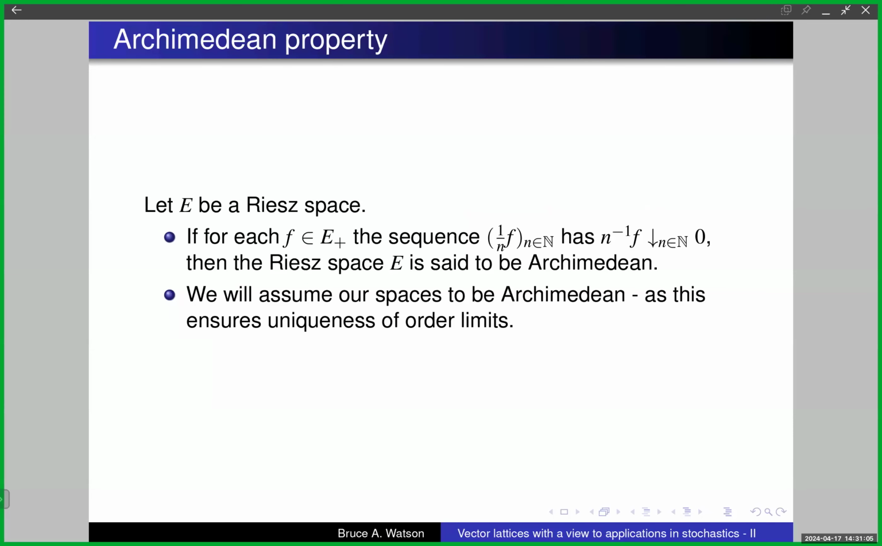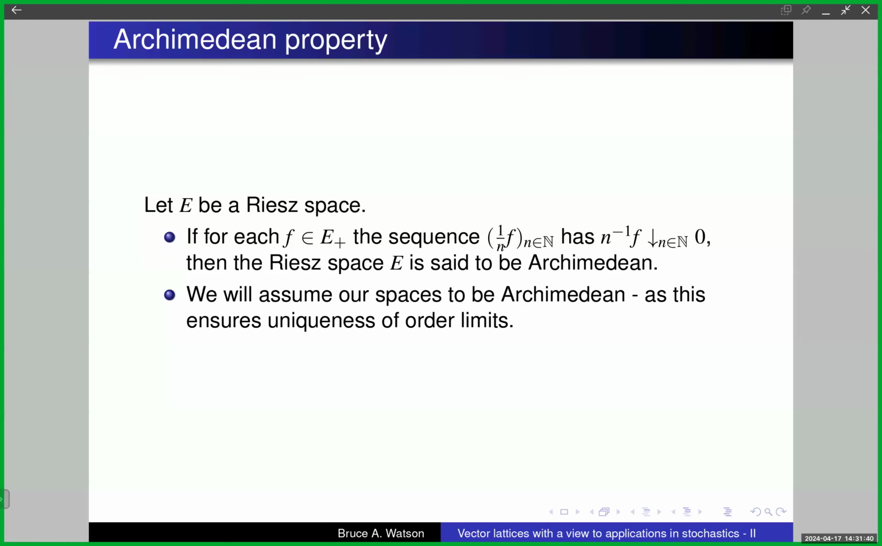Okay, now we're hoping to get towards a limit. We've got a generalization of sequences, and these are nets. At the end of the day, we would like to be able to talk about limits, and we would need something to do with uniqueness of limits so that things are moderately well defined. And the concept we need to get there is that of Archimedeanness.